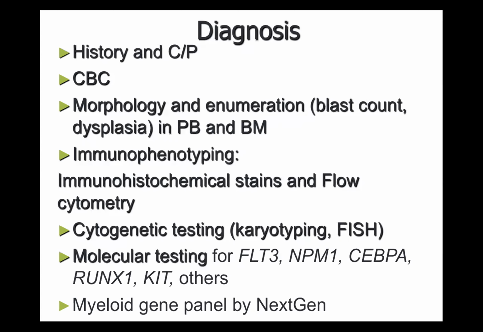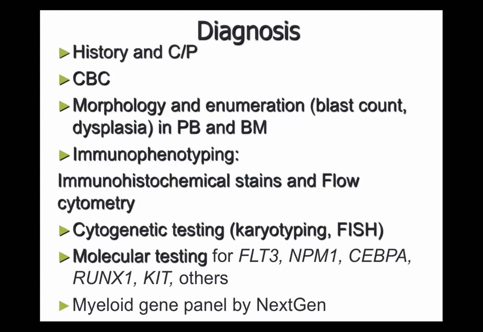After that, sometimes, of course, we don't depend only on morphology, but we do immunophenotyping, which means we detect the markers on the blasts. So we can do that either by immunohistochemical stains or by flow cytometry. We usually do both. So we order the stains on the same day we get the bone marrow, and then the next day we will get the stains.